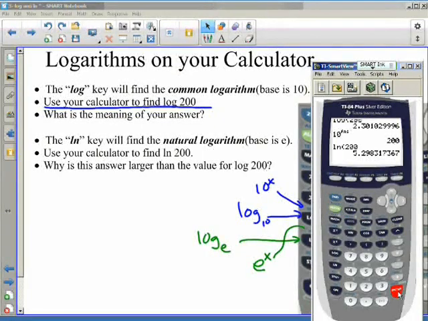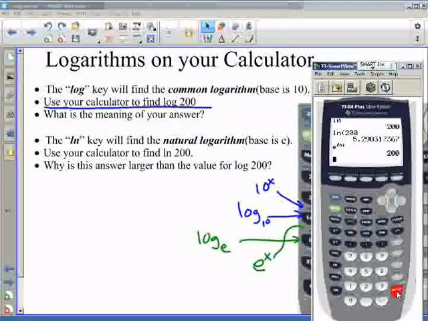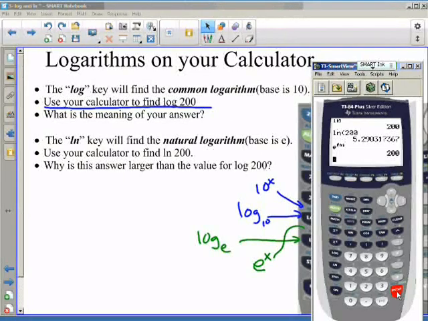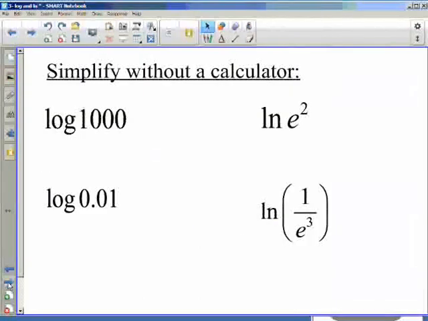In this case, just to check our work, we do e to the second ln and raise it to that power, and we get back 200. Why is this answer larger than the value for the log of 200? We're taking a smaller number and multiplying it repeatedly to get to the same value as we did with the 10. So it's going to take 3 multiplied by itself a few more times to get to 200.